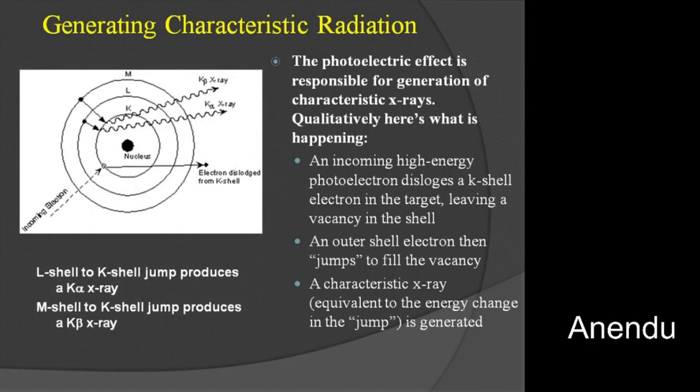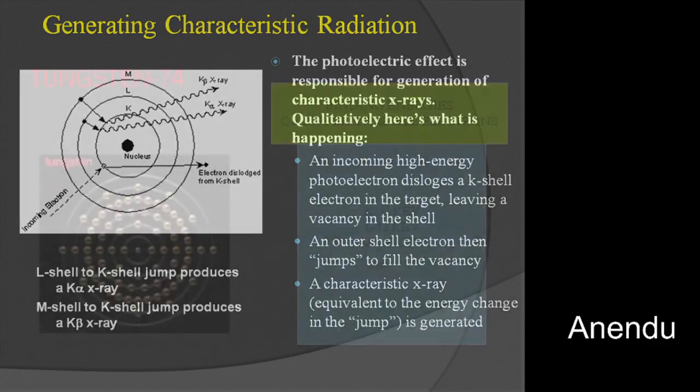The electron from the K shell is knocked out. The electron comes from a higher shell to fill the vacancy of the K shell, and we get K alpha and K beta lines. How we get them, we said earlier.